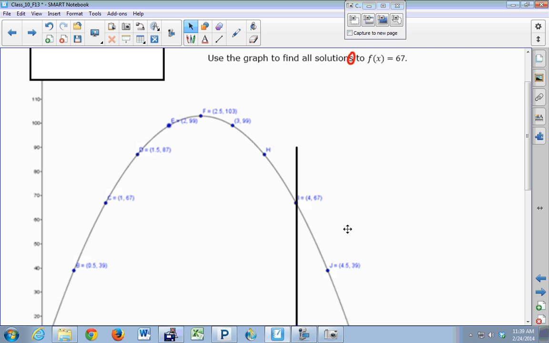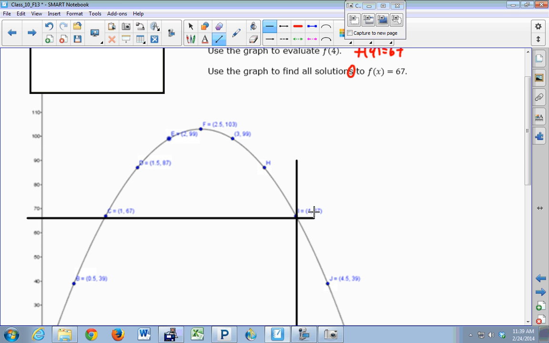William? Go up to the y, 67, yeah. Run a horizontal line right across. And there are your two answers, 1 and 4. So f of 1 equals 67 because the point (1, 67) is on that graph, and f of 4 equals 67 because the point (4, 67) is on the graph. Okay, so there are two answers for that one.